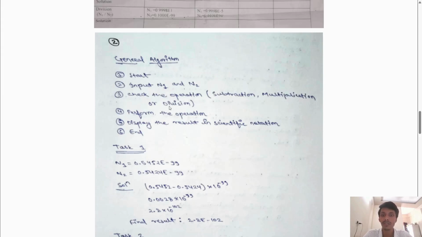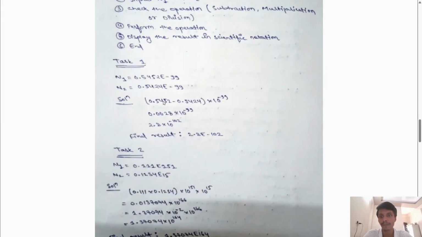We can also check if n2 is equal to 0 or not so that the division operation doesn't cause any error. In task 1, n1 is 0.5452 e minus 99 and n2 is 0.524 e minus 99. By solving this scientific notation, we can take 10 to the power minus 99 common from these two terms, and then after solving, we can append it by 2.8 e minus 102.